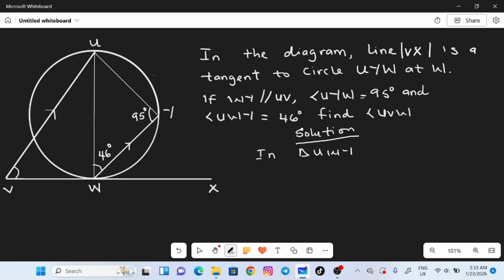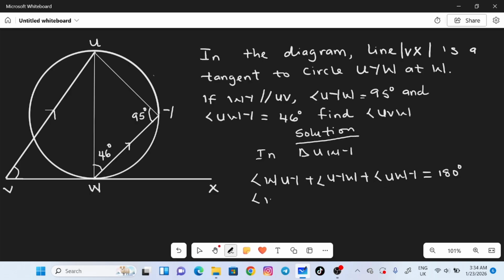So our angle WUY plus angle UYW plus angle UWY equals 180 degrees. Our angle UYW is given to us as 95 degrees, and our angle UWY is also given to us as 46 degrees. So let us substitute them into this equation.